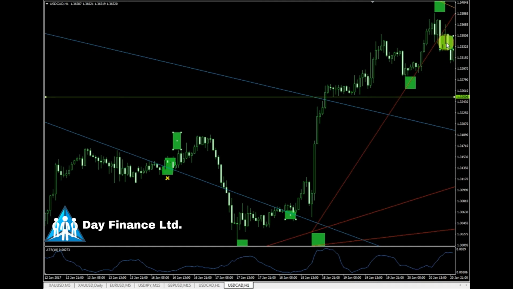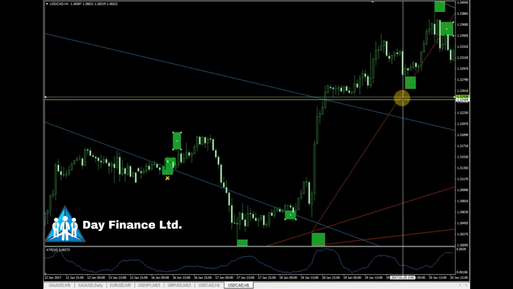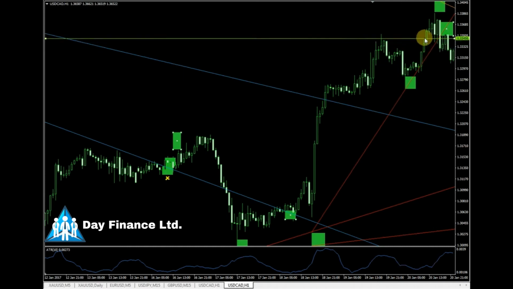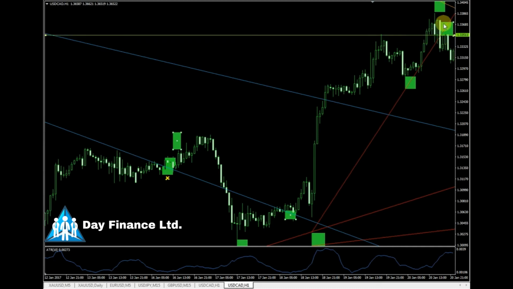So here I will put my sell limit when the price is closing below this line. Then if it makes this move again to test the line, I will sell.